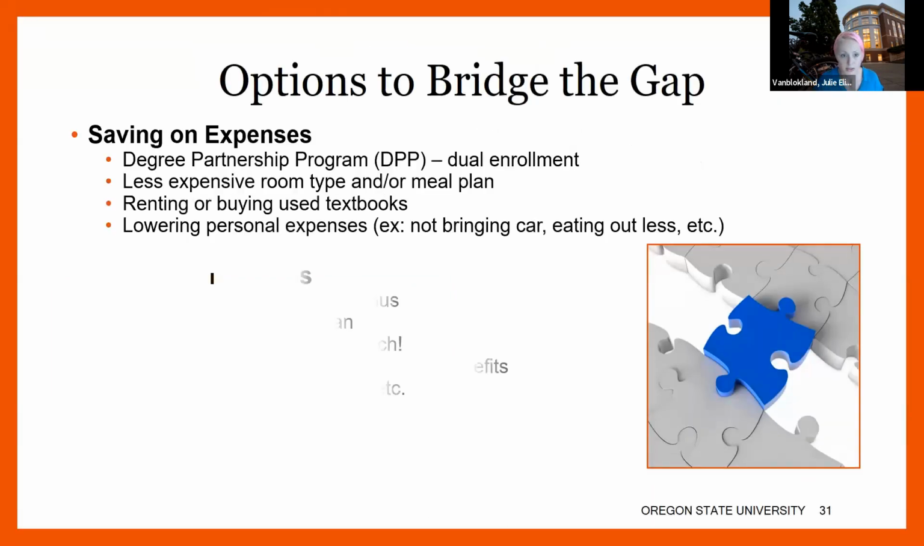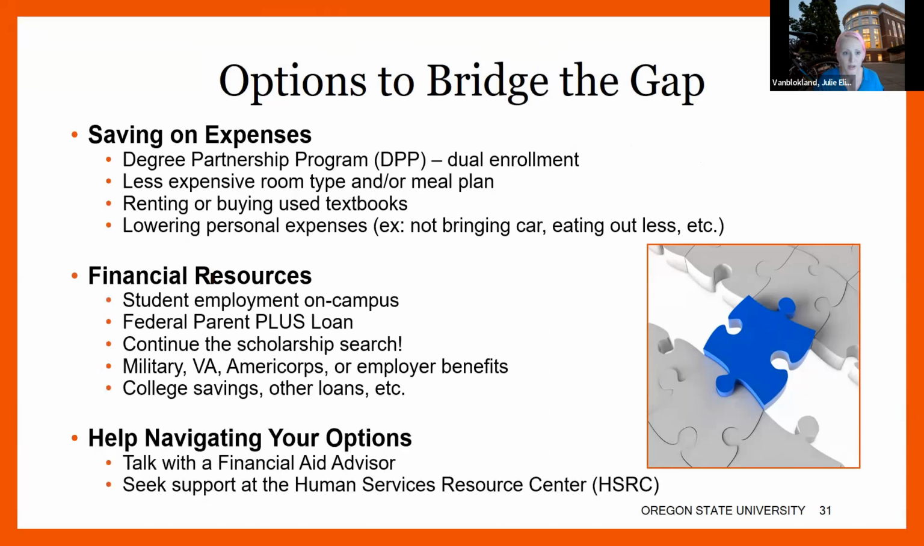So, options for bridging the gap. You can look for savings, such as the degree partnership program. You can look for a less expensive meal plan or room plan. You can rent versus buying textbooks and lower personal expenses. It's Corvallis. Most people don't really need a car.